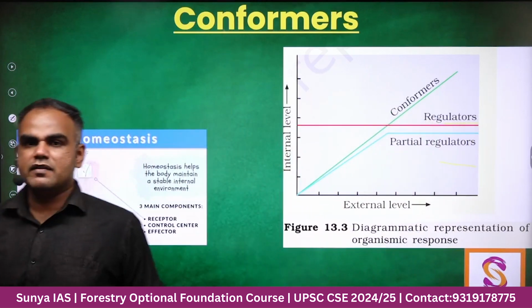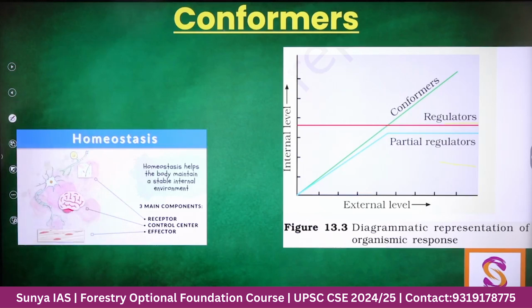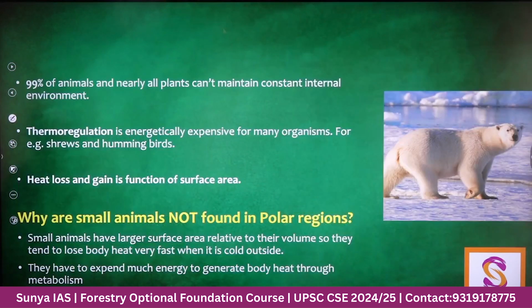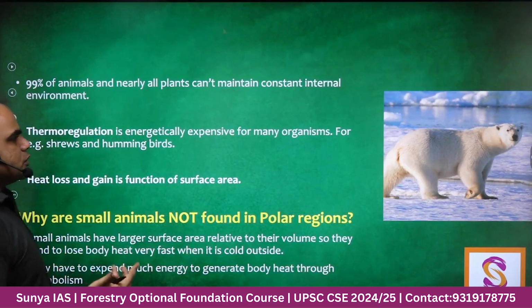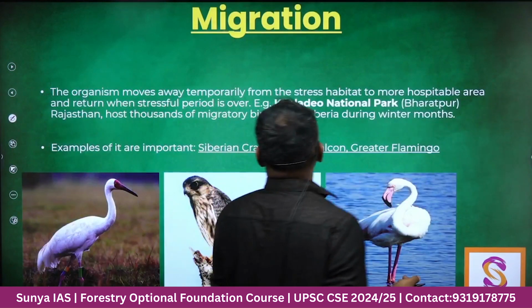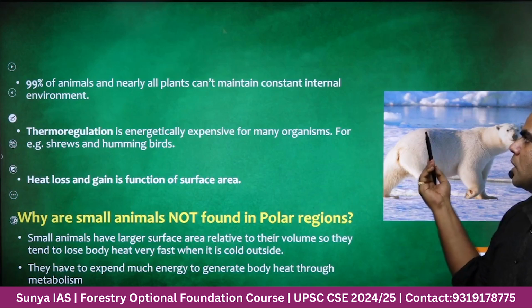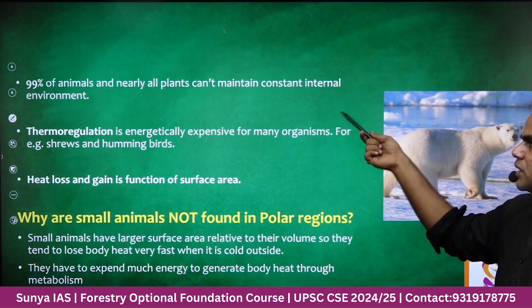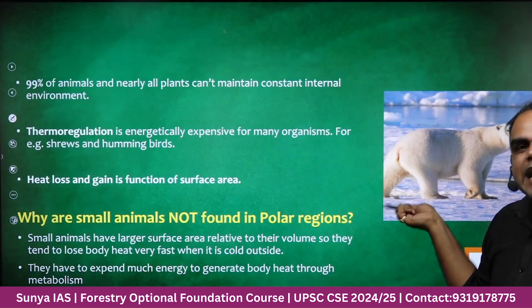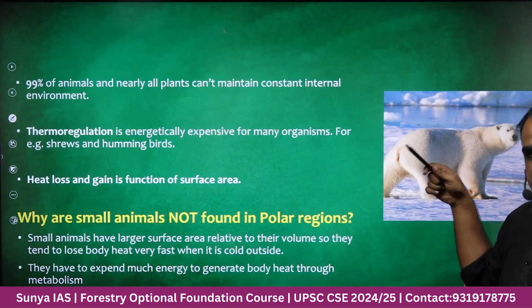Okay, so that is one way in which you can analyze this. Now here I will also tell you a few things. For example, there are a few rules that I will tell you. This also is very much important. You should be aware about it. Again, I told you 99% of all these animals and nearly all plants cannot maintain a constant temperature.